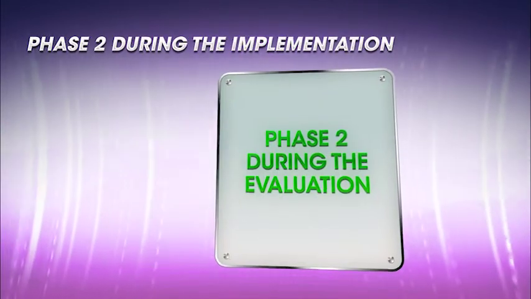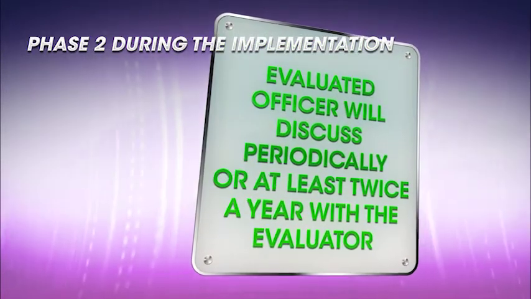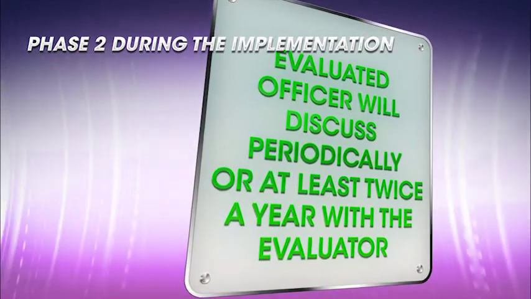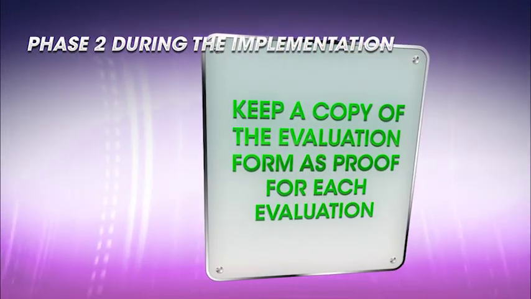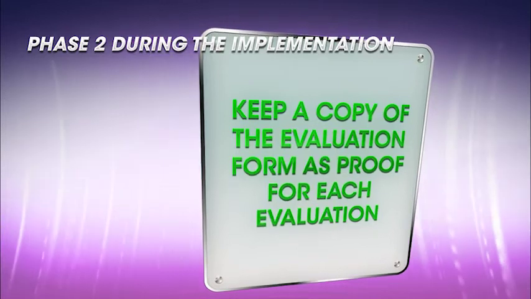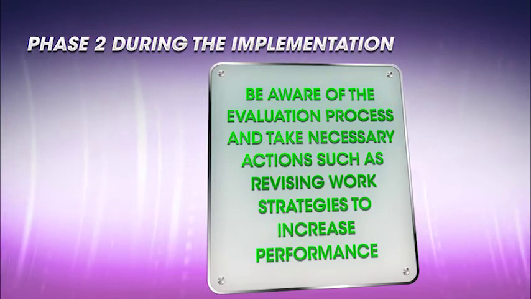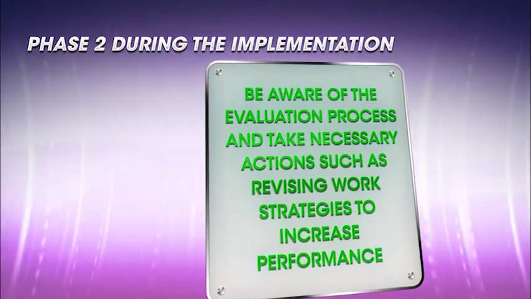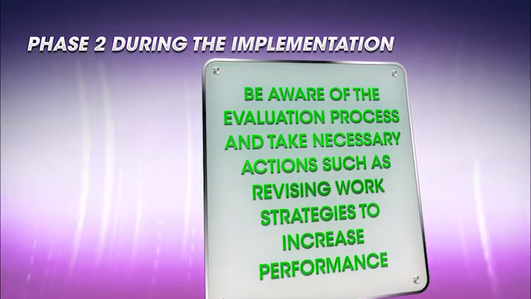Phase 2 during the implementation. During the second phase of the evaluation, the evaluated officer will periodically discuss work progress with the evaluator at least twice a year. The evaluated officer must keep a copy of the evaluation form as proof of evaluation done. The evaluated officer should be aware of the evaluation process and take necessary actions such as revising work strategies to increase performance.